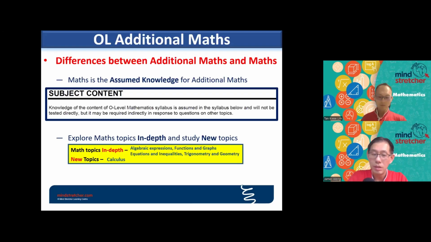So the big topic that they will be seeing for the first time is the topic on calculus. Okay, so just now we saw there are three broad categories, right? So the category on calculus only appears in additional math. So for students who do additional math, they will be learning that. Okay, so that is one of the main differences between additional math as well as mathematics.